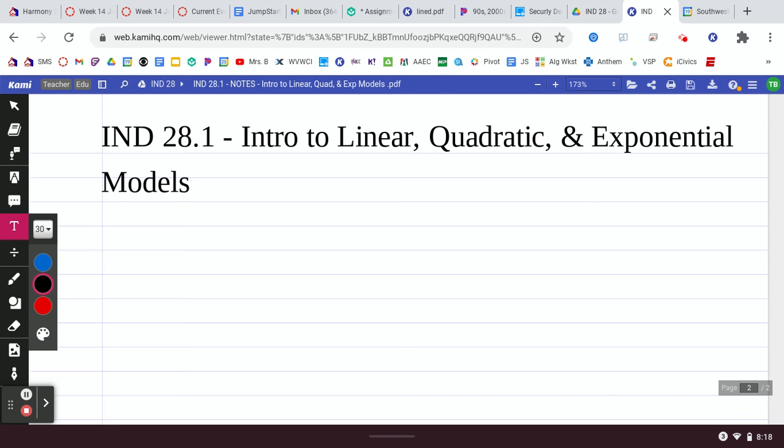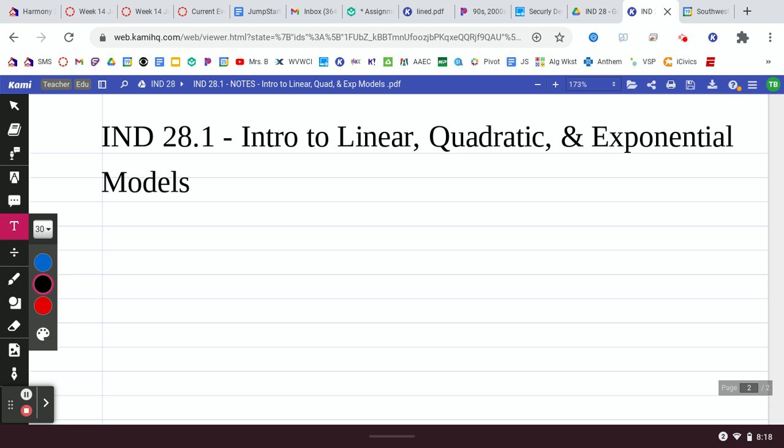All right, so in indicator 28, we're going to be comparing linear, quadratic, and exponential models. This takes in a lot of what we have learned so far in Algebra 1. We spent a lot of time in linear equations, how to graph them, how to look at the different equations, and how to go back and forth between the different forms: slope-intercept, standard, point slope, how to graph it with the y-intercept, what the slope means. Of course, that's going to come into play in this indicator.